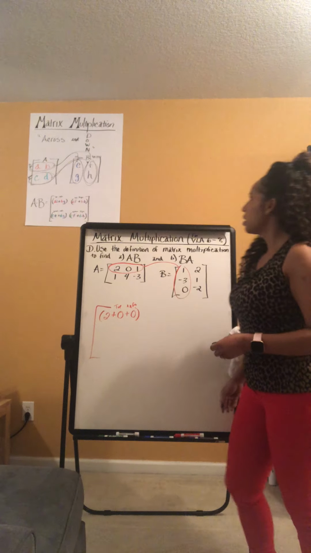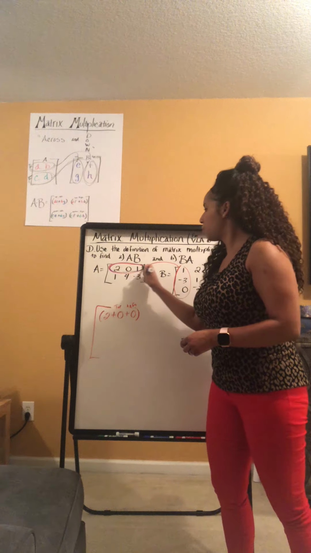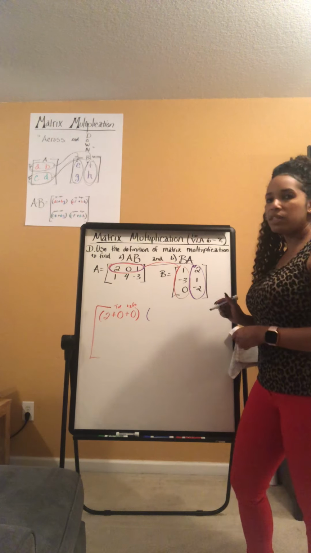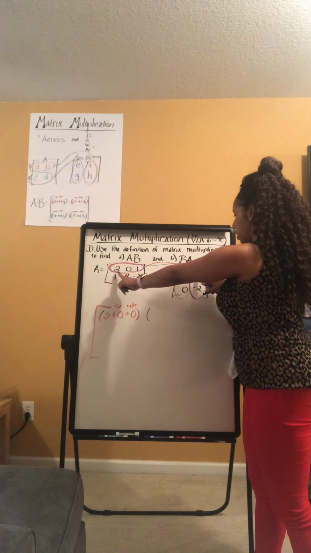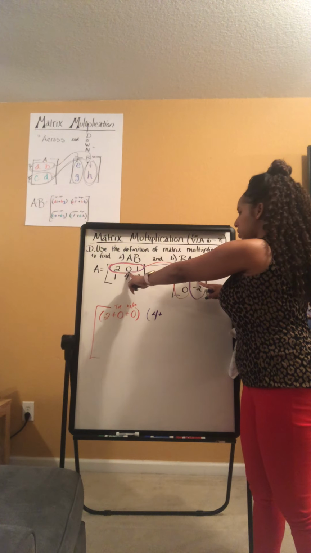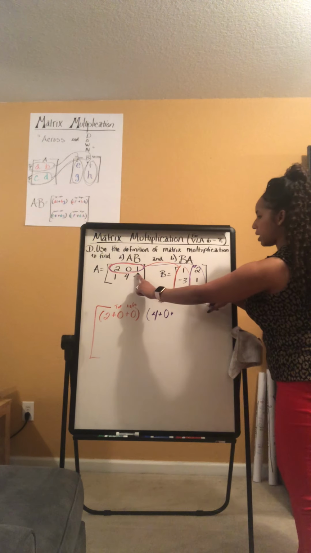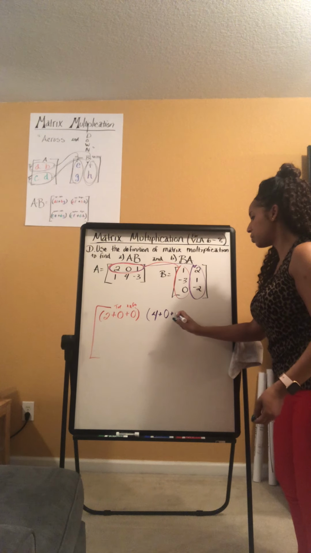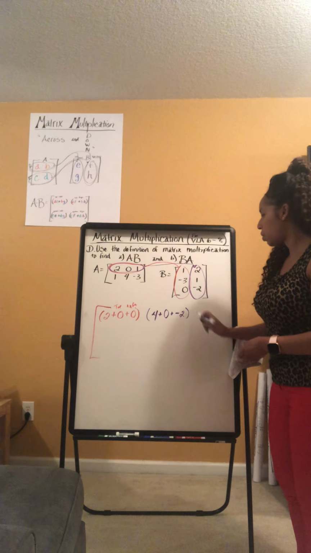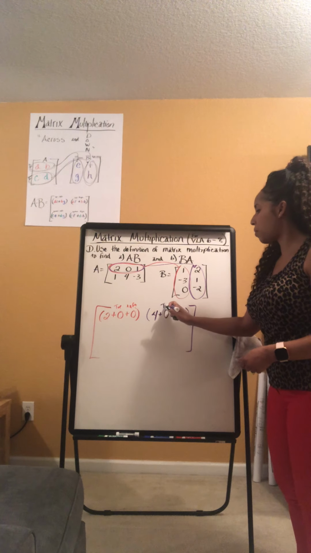Now I want to send my first row to my second column. I will start a new set of parentheses. Again, each one has its own partner. The 2 times the 2 gives me 4, plus the 0 times the 1 gives me 0, plus the 1 times the negative 2 gives me negative 2. I can write plus the negative 2, or you could just write minus 2, whichever is your preference. That was the top row and the right column, so it went on my top right.